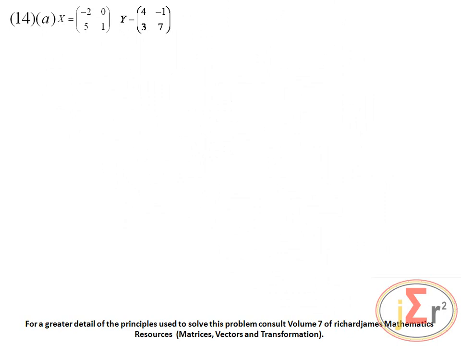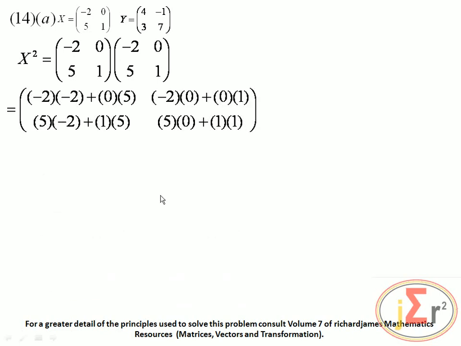X and Y are two matrices where X is equal to (negative 2, 0, 5, 1), and Y is equal to (4, negative 1, 3, 7). We need to evaluate X squared plus Y. To find X squared, we multiply X by X. No problem with that. So we have the upper times the left.